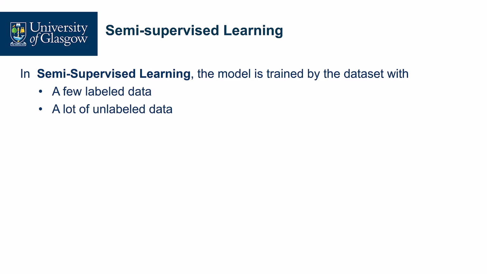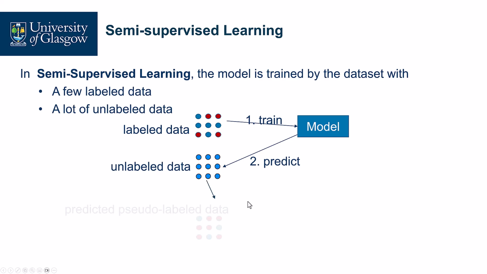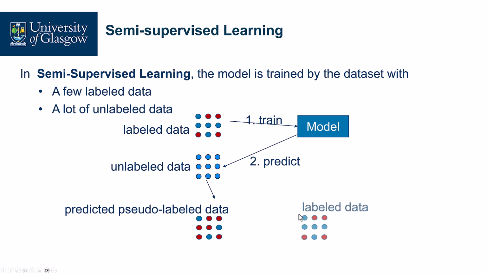In the first step, we use the labeled data to train a model, so we have a machine learning model. Then we use this model to predict the unlabeled data. In this way we get what we call predicted pseudo-labeled data, because there is a label, but this label is predicted, not the real one. Then, combining this with the labeled data, we now have a supervised learning problem, right? Then we can retrain the model to get a machine learning model.